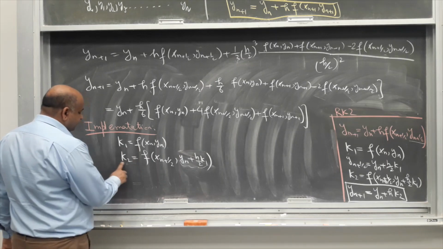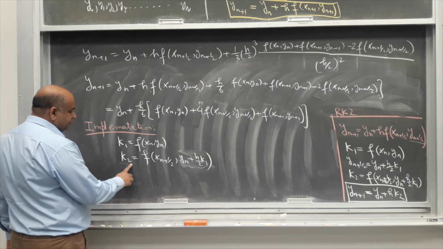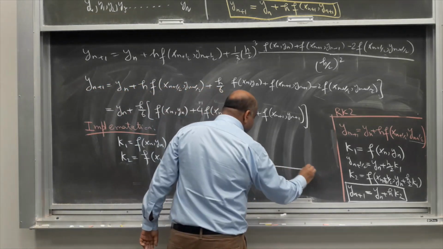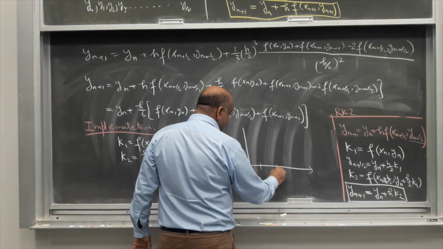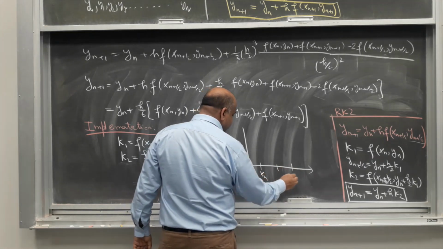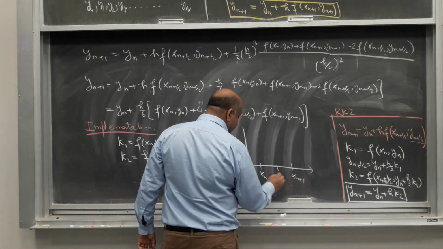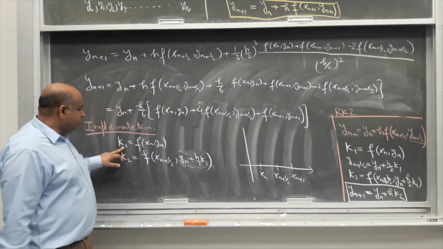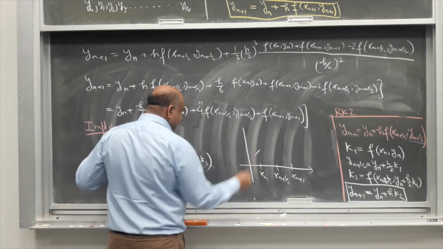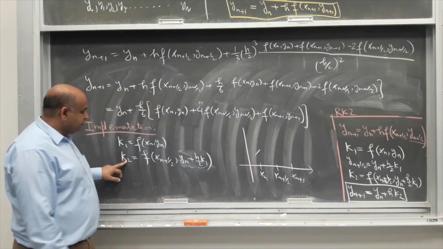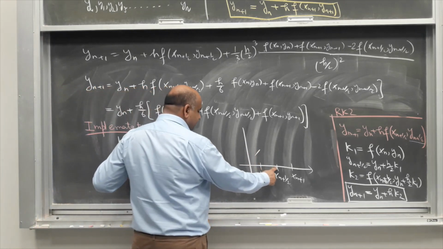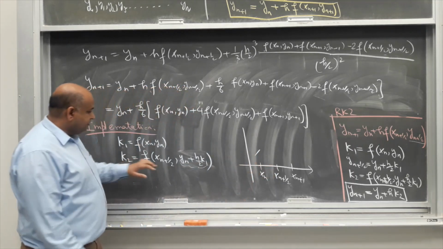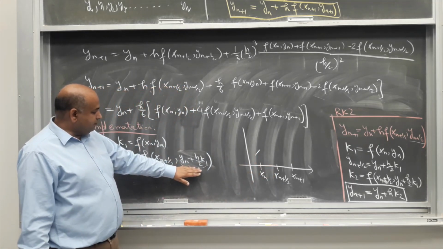Okay, and this is now sort of the slope. Let me show graphically here. So this is our x_n point, this is x_{n+1}, this is x_{n+1/2}. So k1 is the slope here, k2 is the slope here, but computed using this point, using the Euler method.